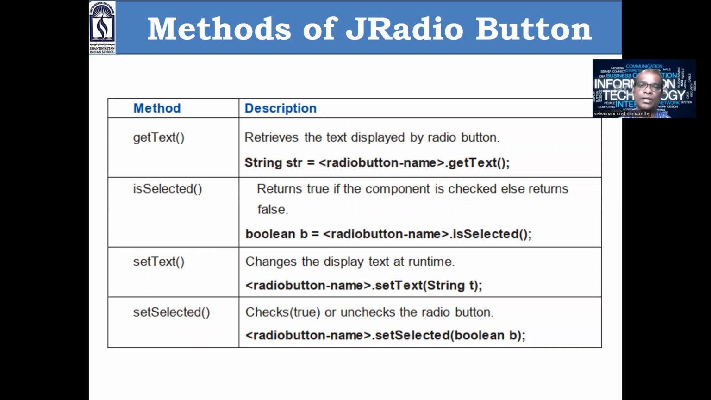isSelected returns true or false. That means it returns true if the specified radio button is checked or selected. Otherwise, it returns false. setSelected: if it is true, it puts the specific radio button in selected mode. Otherwise, if it is false, it won't be selected. These are the methods of the radio button.